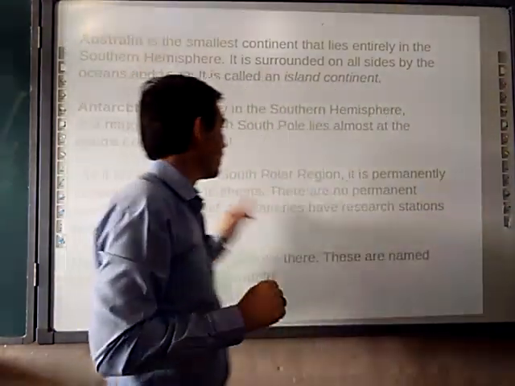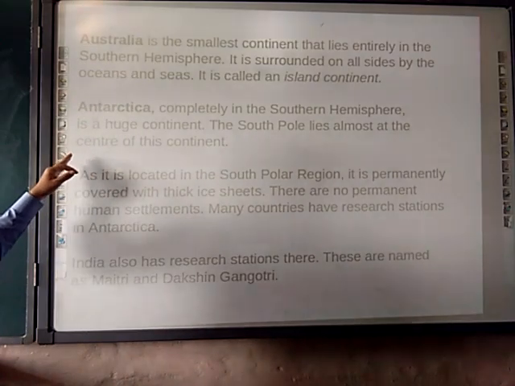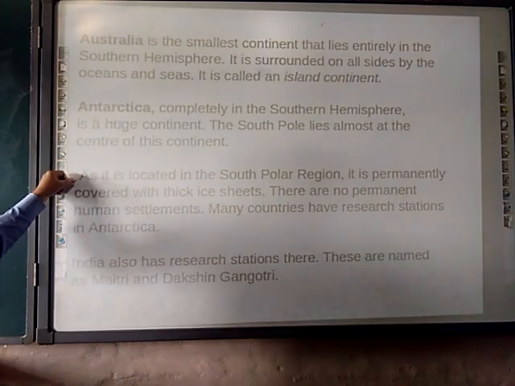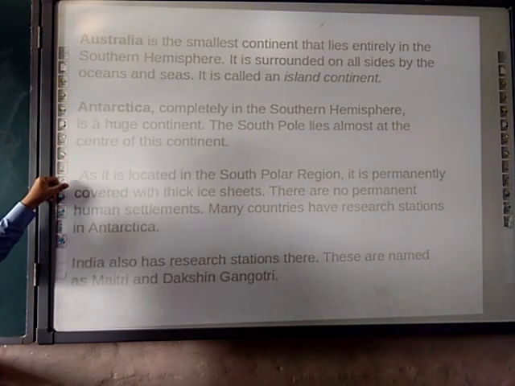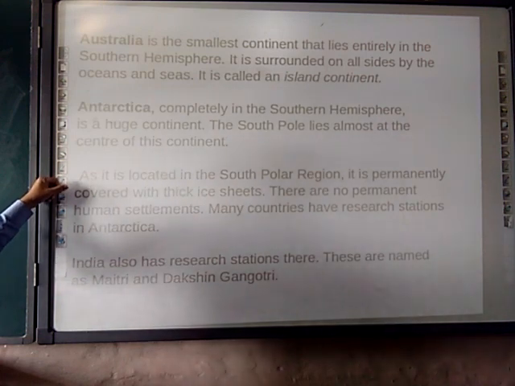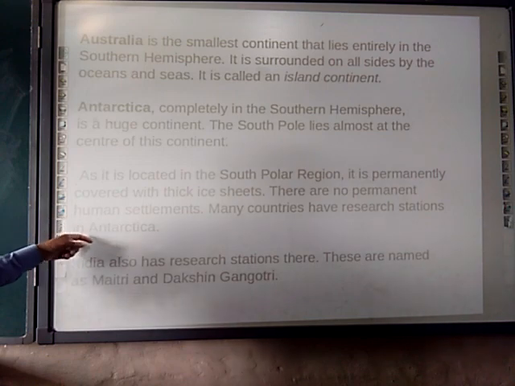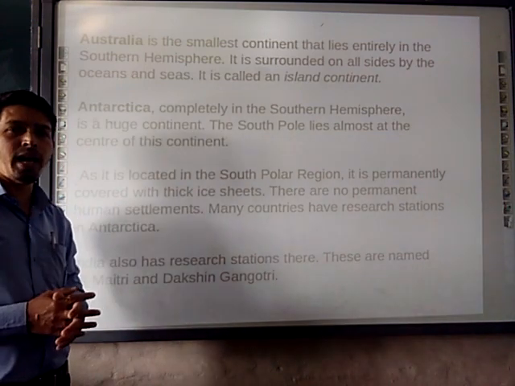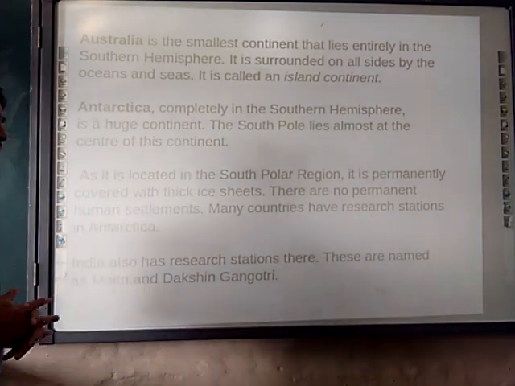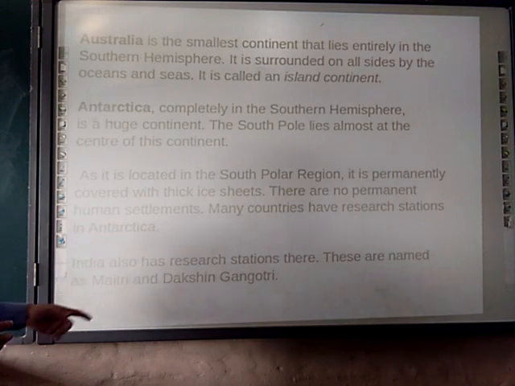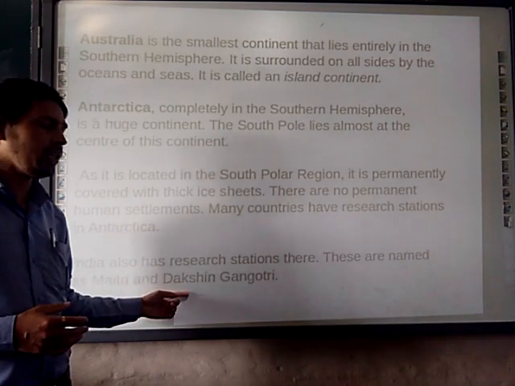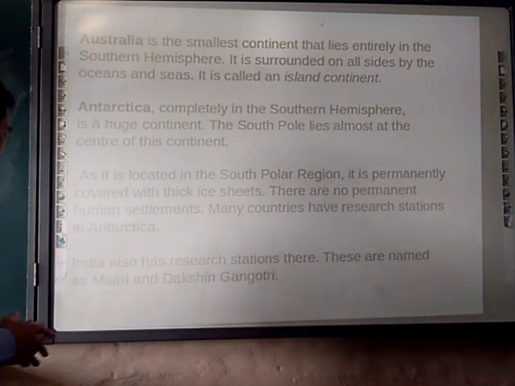Right? Next, the South Pole lies almost at the center of this continent. As it is located in the South Polar region, it is permanently covered with a thick ice sheet. There are no permanent human settlements. Many countries have research stations in Antarctica. India also has research stations here, named Maitri and Dakshin Gangotri. Right?